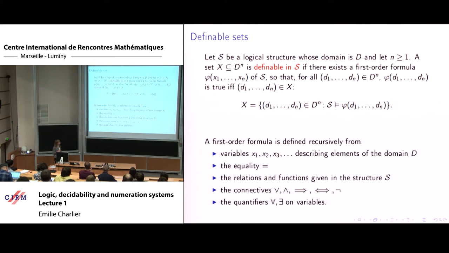We have some relations and functions given in a structure, and then starting from these three ingredients, we can build new formulas by using logical connectives, such as or, implication, and negation, and quantifiers on variables. So universal quantifiers, for all, and existential quantifiers, exists, on variables. This is important because this is what makes the formula first order. If you quantify over sets, then you're not in the first-order case.